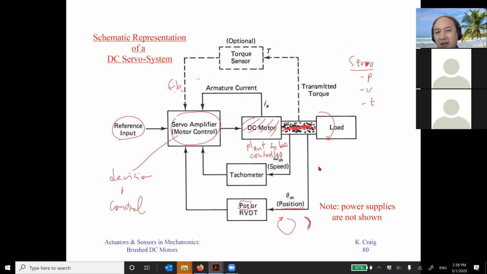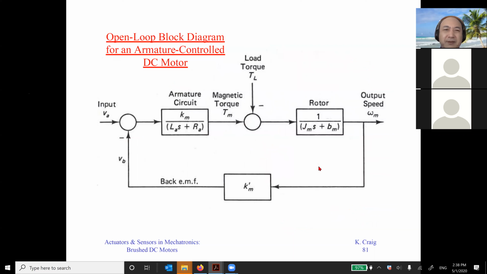Okay, so that's the block diagram. If you check the armature control, you have VA, the input. Then this is the back EMF. Minus this one, you get V.